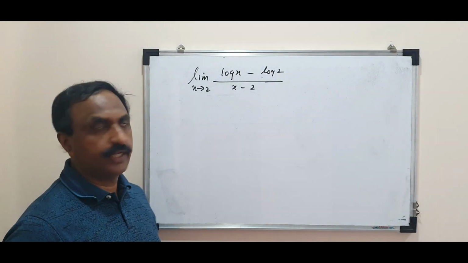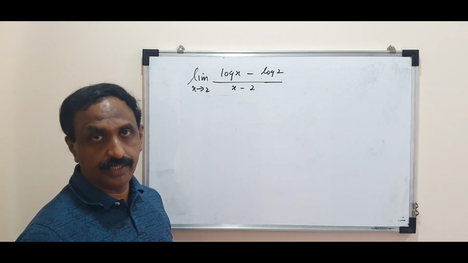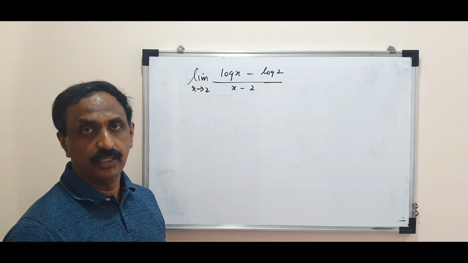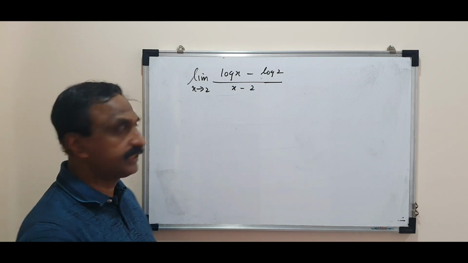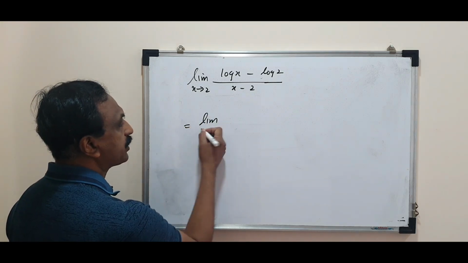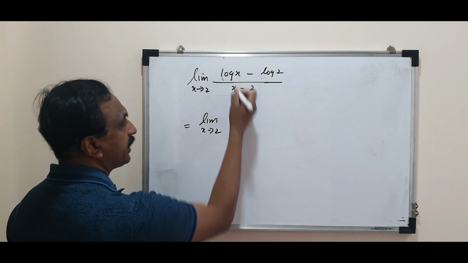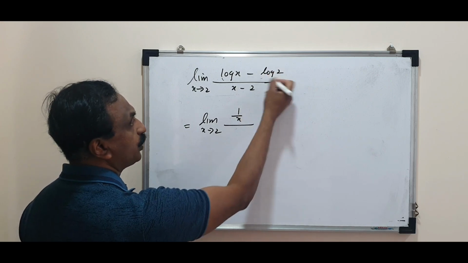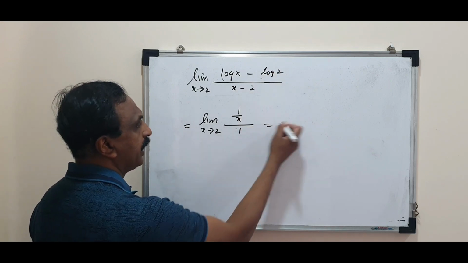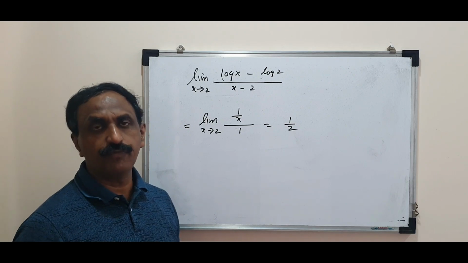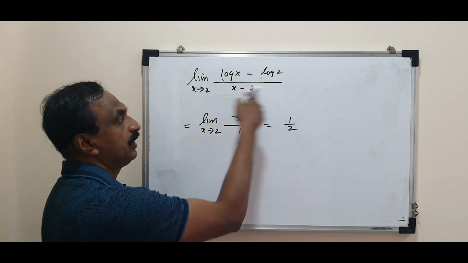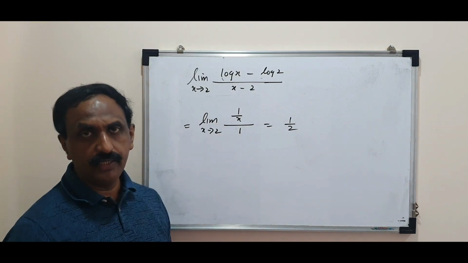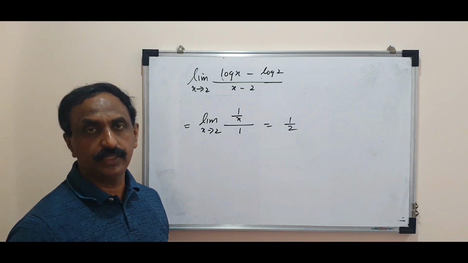Now if the limit is not tending to 0, whenever the limit is not tending to 0, the best method is the derivative method. So we'll differentiate the numerator, differentiate the denominator. So I can write limit x tending to 2, derivative of log x is 1 by x, derivative of log 2 is 0, derivative of x is 1, hence the answer is 1 by 2. So very fast you can do. Whenever we have log, and the denominator is of degree 1, the derivative method is an easy method to calculate.